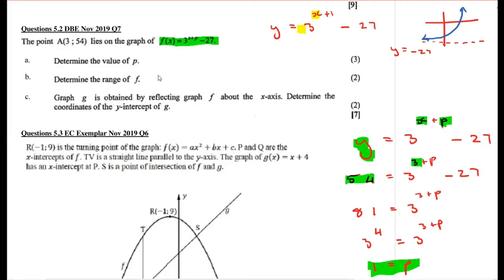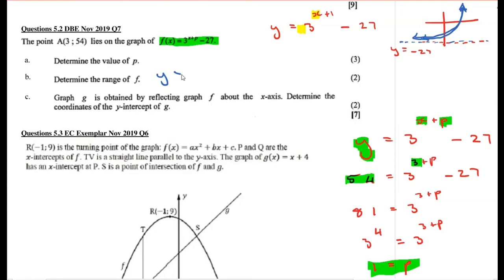Where are all the y values for this line? Where are all my y values? Anybody? Right, there's my asymptote, and my y values are over here. There we go.